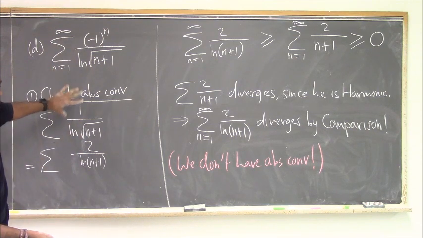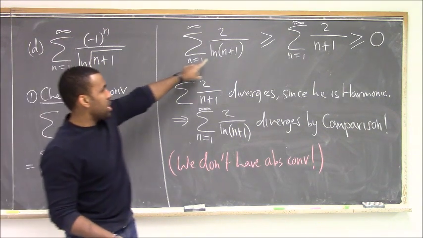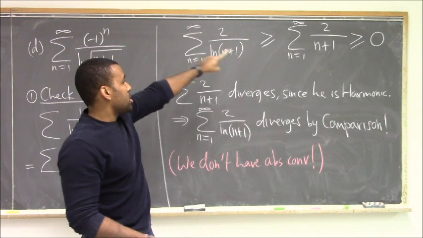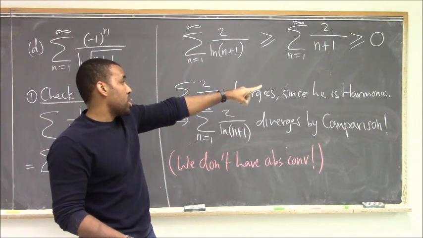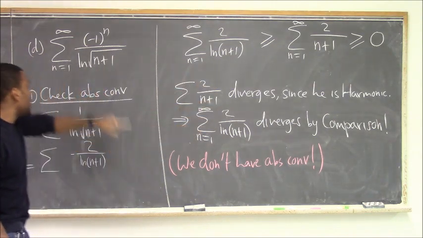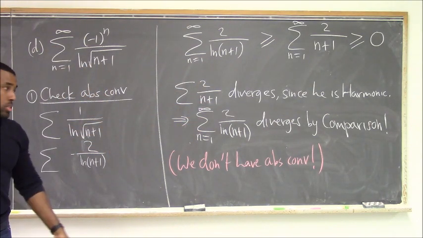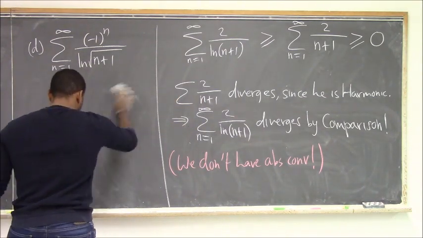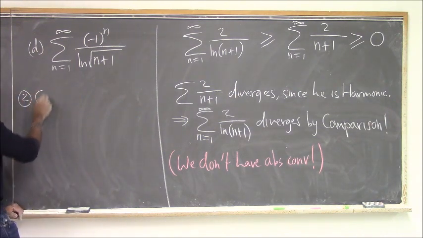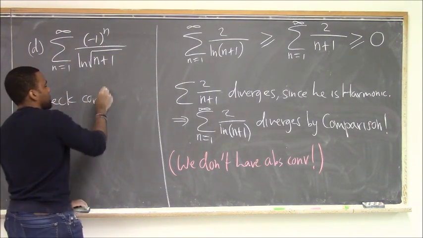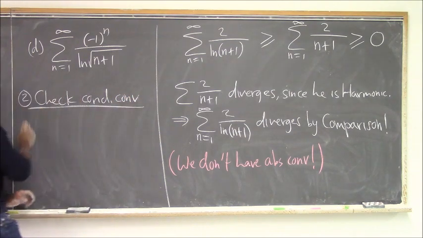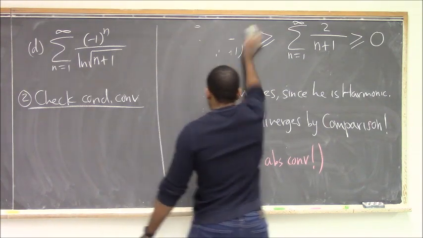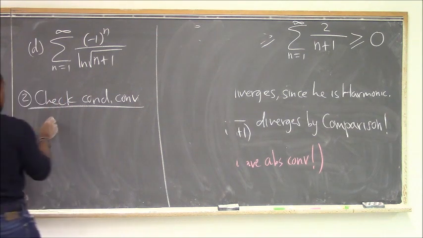So, put absolute values around it. You're going to notice that this equals that. You're going to notice that, hey, it'll be nice if the ln wasn't there, so I'm going to compare it to that. Because I know polynomials are larger than logarithms, that guy's a smaller fraction. He's also harmonic, so he diverges, which forces this guy to diverge, which means this guy with absolute values around him diverges. So now, go on to the second situation. You're going to check conditional convergence, which means you're looking at the original series now.